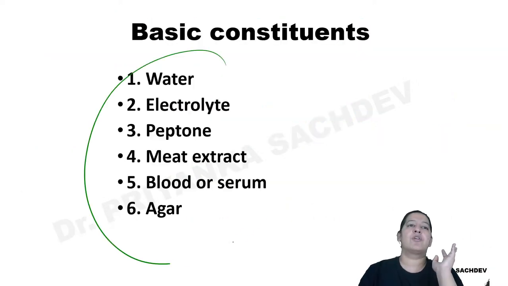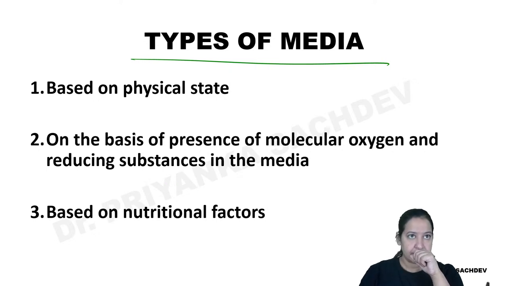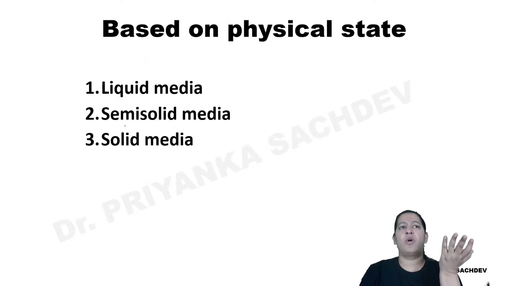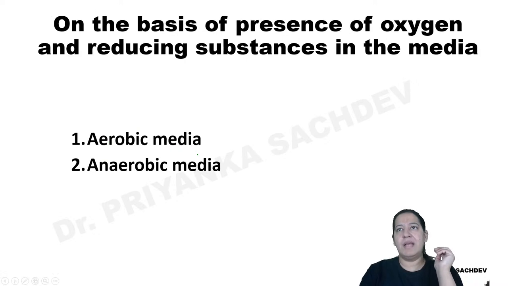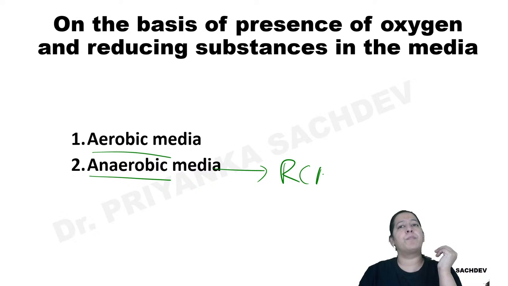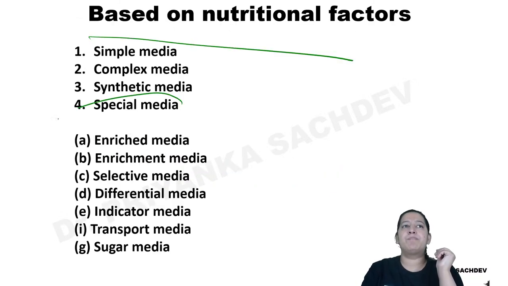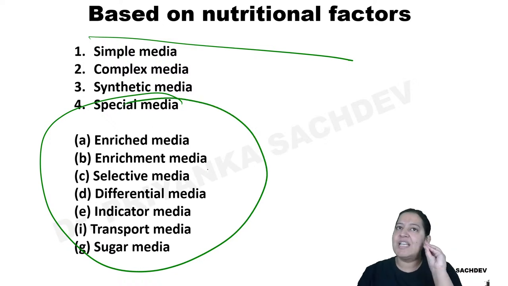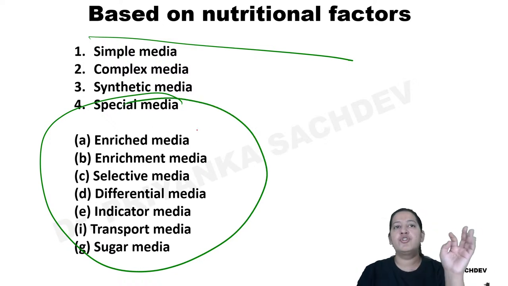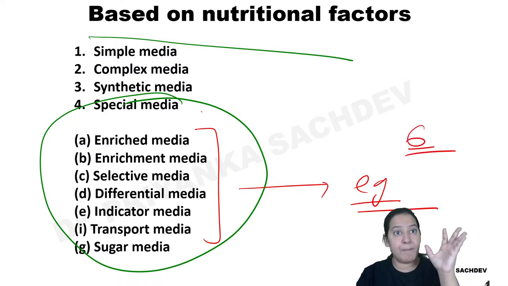So these are the basic constituents. Basic constituents ho gaya to types pe aa jao, classification. Based on physical state, it is solid, liquid and semi-solid. Based on the presence or absence of oxygen, it is aerobic, anaerobic. Anaerobic mein Robertson Cooked Meat media aa jayega, right? You know it. Based on the nutritional value, there are special media. So I will teach you these six special media and you should know the examples of each of them. At least six examples of each of them.